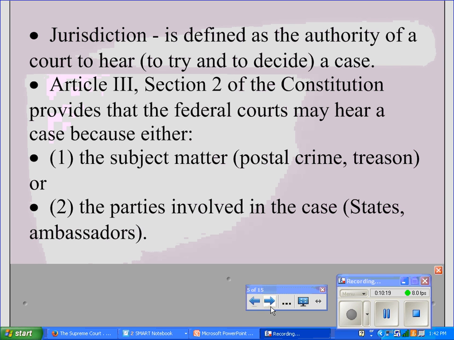Or the parties involved in the case. If you're someone who is really important, or you're an ambassador. Imagine if the ambassador from Syria, Iraq, or Afghanistan got in trouble in the U.S. and got the death sentence from one of the courts. Think about how angry that country would be at us. So those cases go immediately to federal courts because they're kind of testy cases. Some go immediately to the Supreme Court.